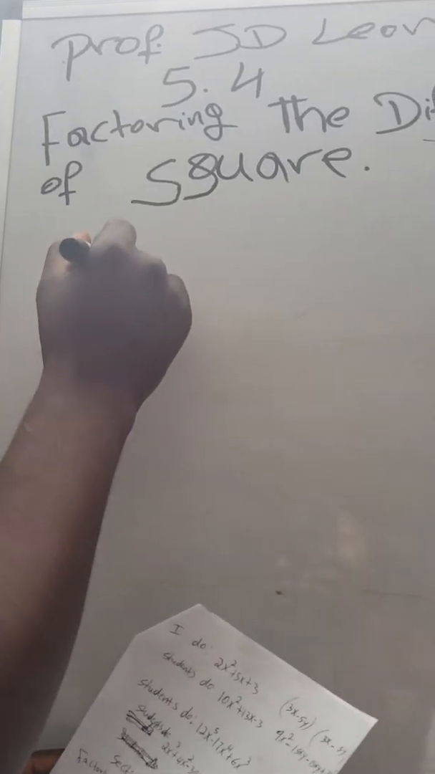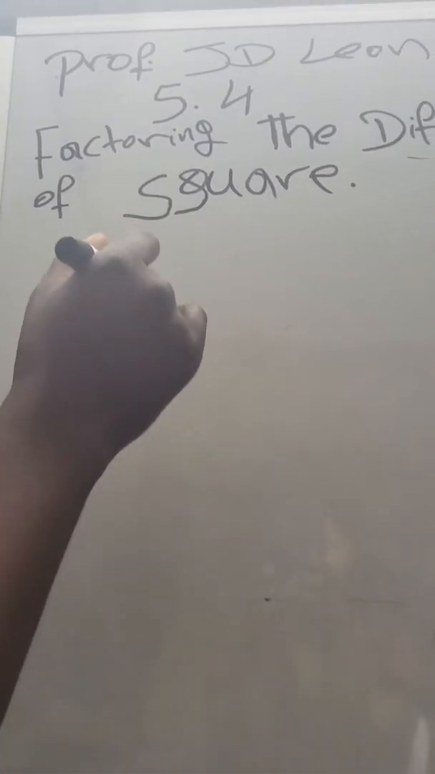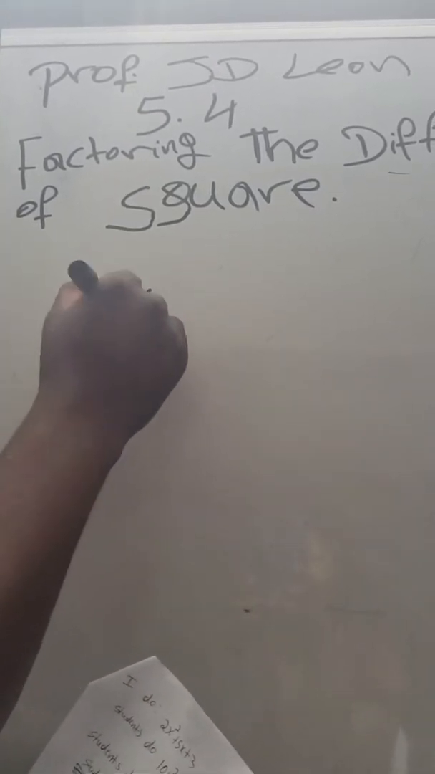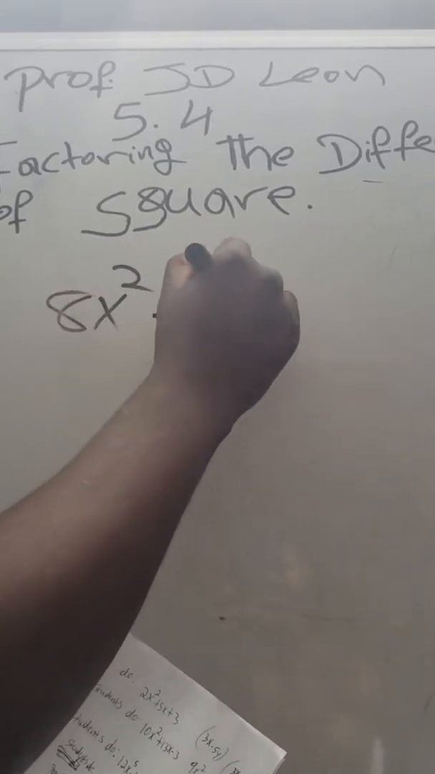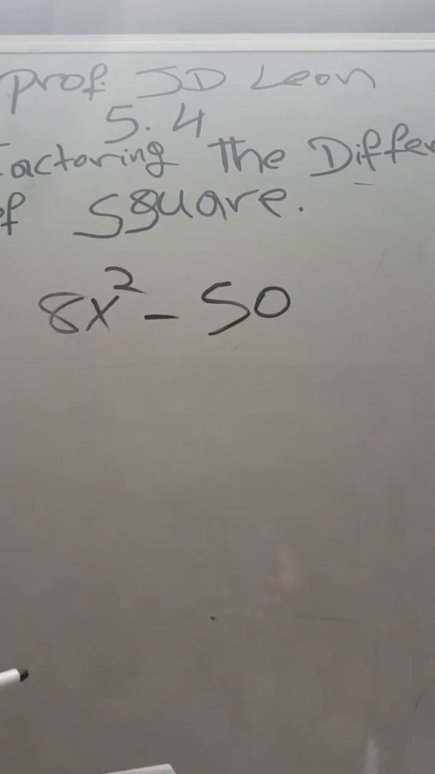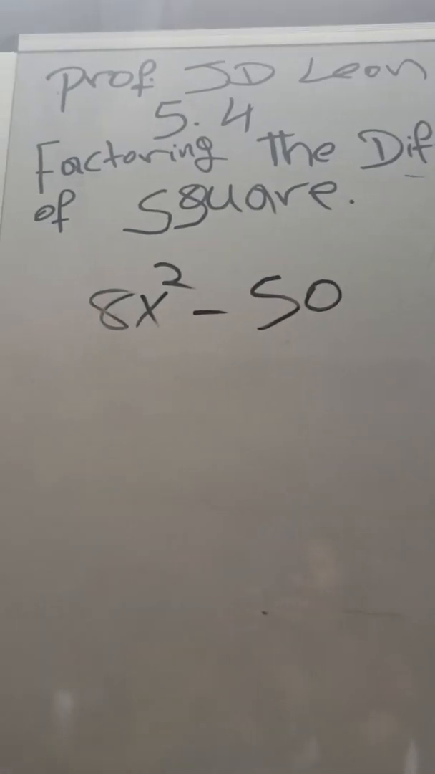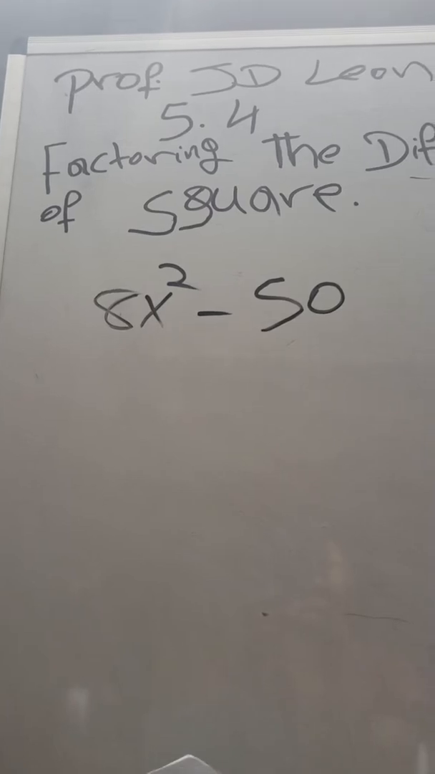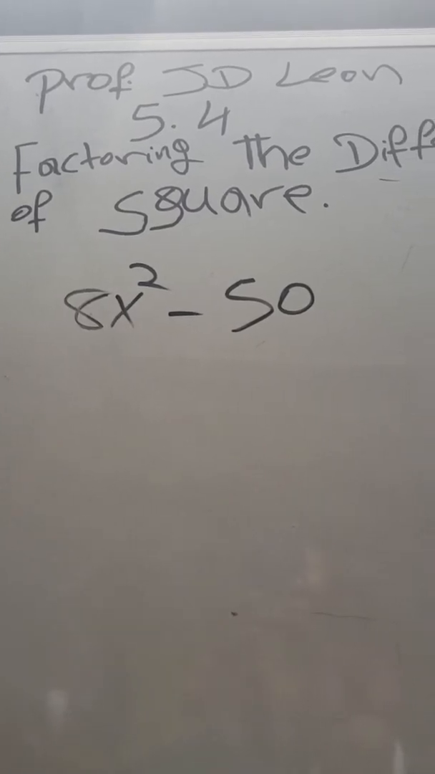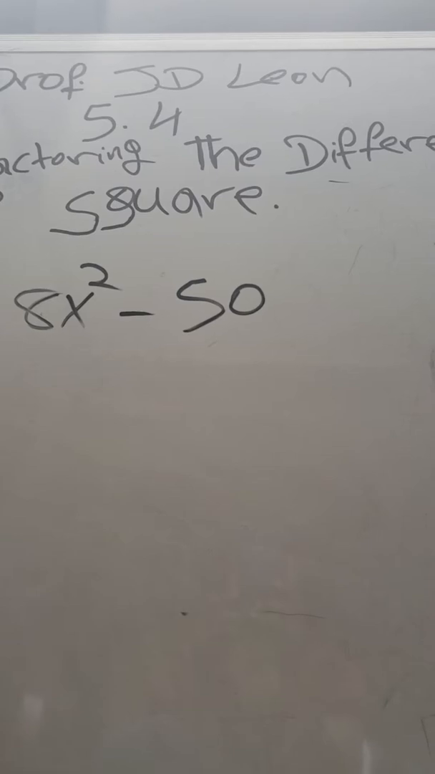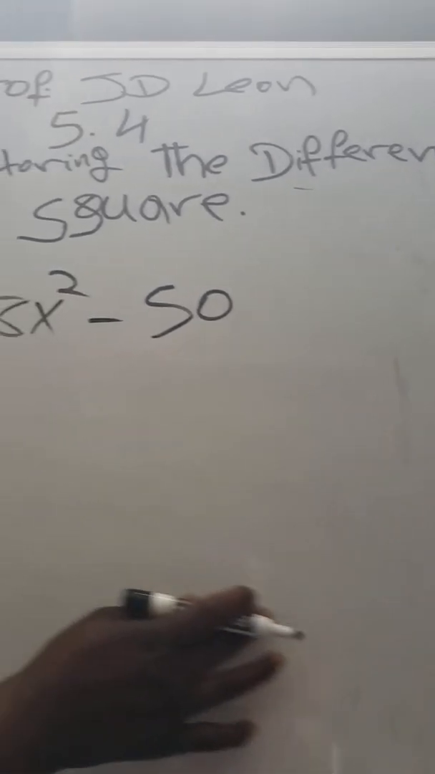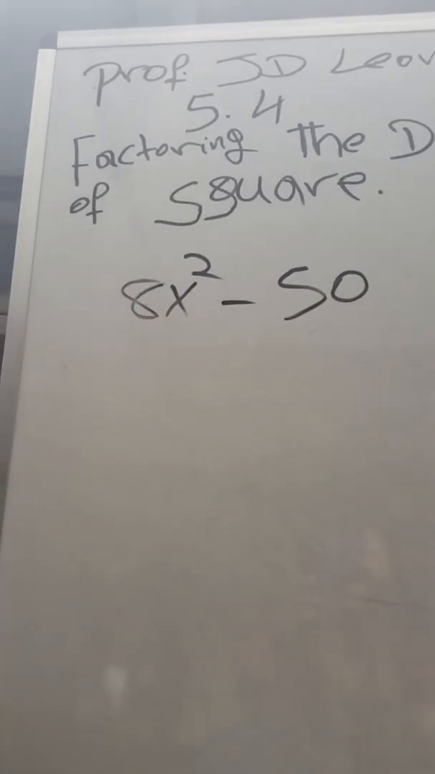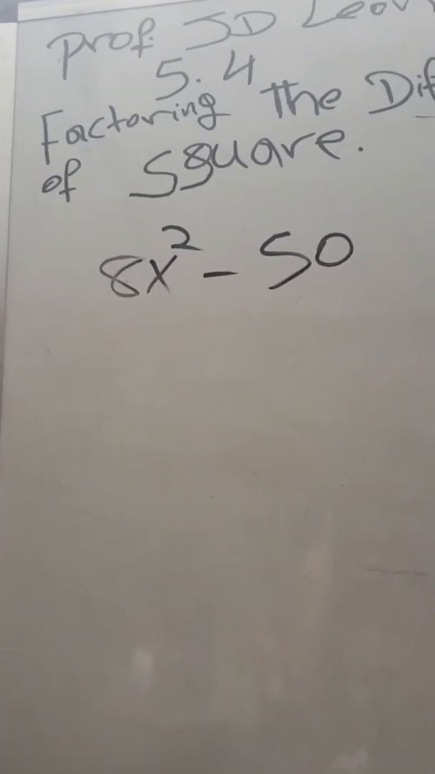All right. You have 8x squared minus 50. So what you're going to do for me is work this one out on your own. And then after you finish working it out, you can refer to the answer that we will be having at the end. Then you can compare your answer to that once you finish.